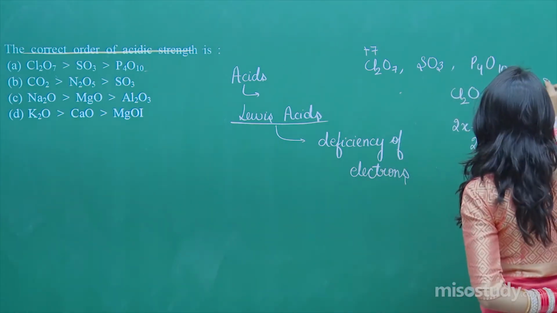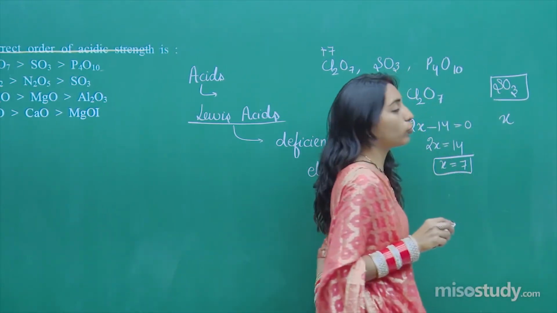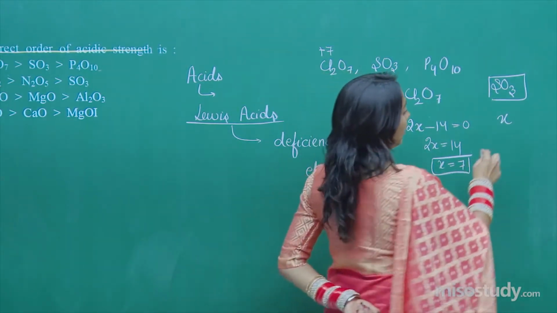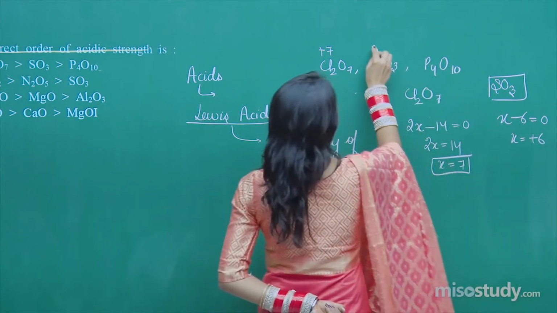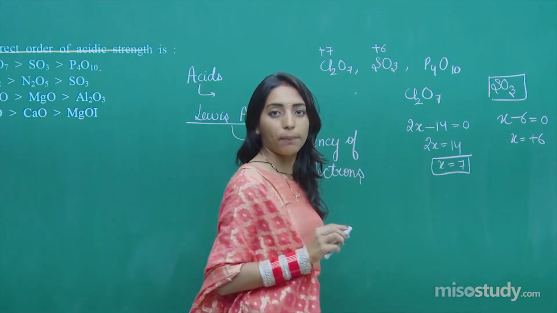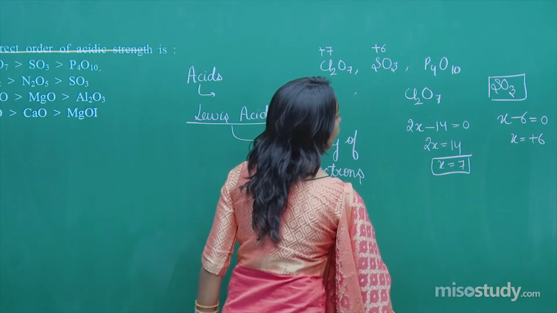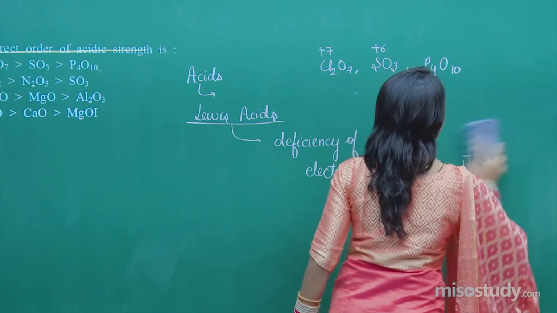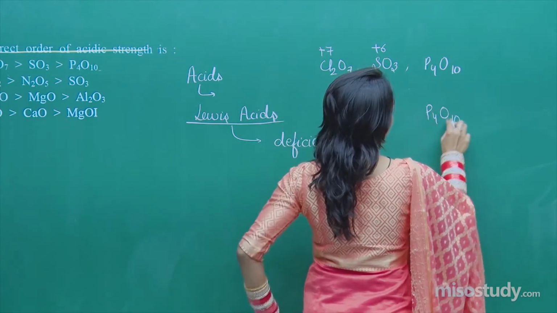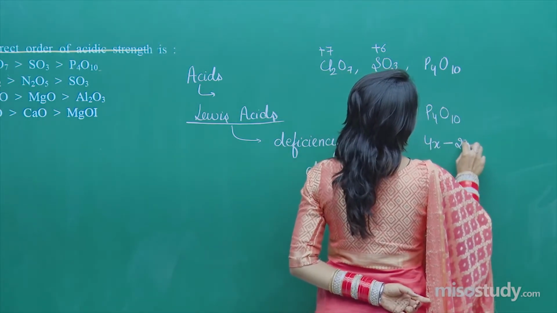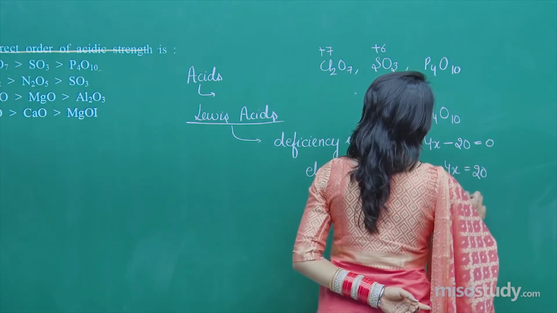Now if I talk about SO3, consider X to be the oxidation state of sulfur. So x minus 6 is 0 and x is equal to +6. So the oxidation state of sulfur in SO3 is +6. Okay. Like this, if I ask you to do the calculation for oxidation state of phosphorus in P4O10, how will you do? So we have P4O10, 4x minus 20 is 0, 4x is 20 and x is equal to +5.